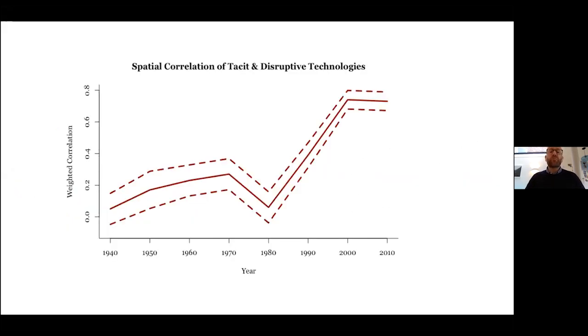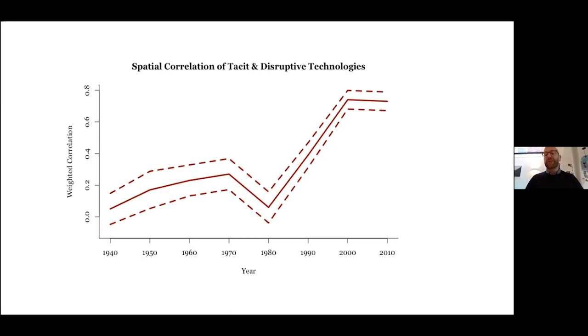Briefly, we can also do a little bit more exploration of the correlation between tacitness and disruptiveness. You might be asking, well, are you sure you're measuring different things with tacitness and disruptiveness? And one way to look at that is to look at their spatial correlation. And what we see is that, in fact, between 1940 and 1980, places that are doing tacit stuff are not places that are doing highly disruptive stuff. In fact, if you think about the confidence interval here, for a good chunk of the 1940 to 1980 period, that confidence interval crosses a correlation of 0.